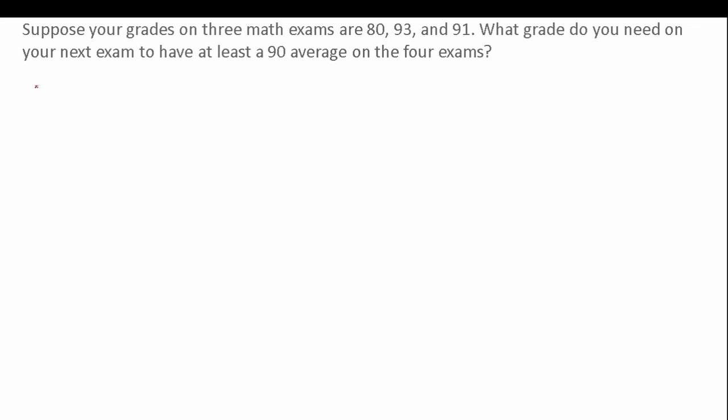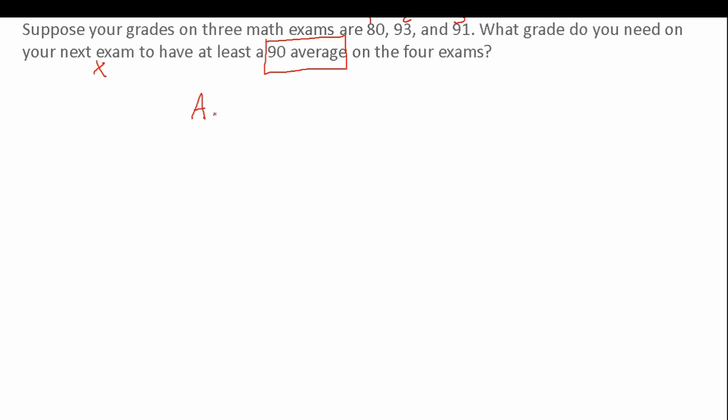So to start, I want to point out that the average is the sum of all the data points you're given divided by the total number of data points. So in this case, we know we have 1, 2, 3, and a 4th unknown data point, which I'm going to represent as x. And what's more, we also know what our average has to be. According to the problem, our average has to be a 90. So let's go ahead and set this problem up.